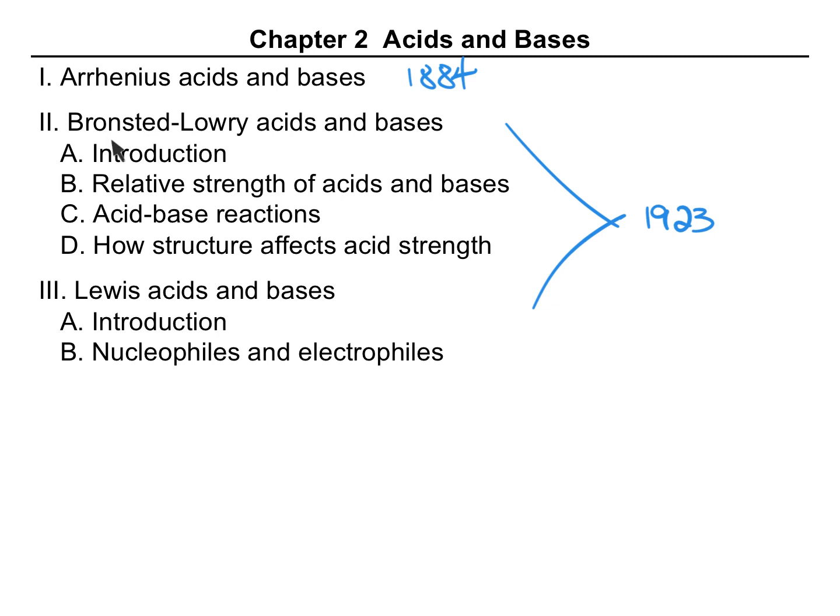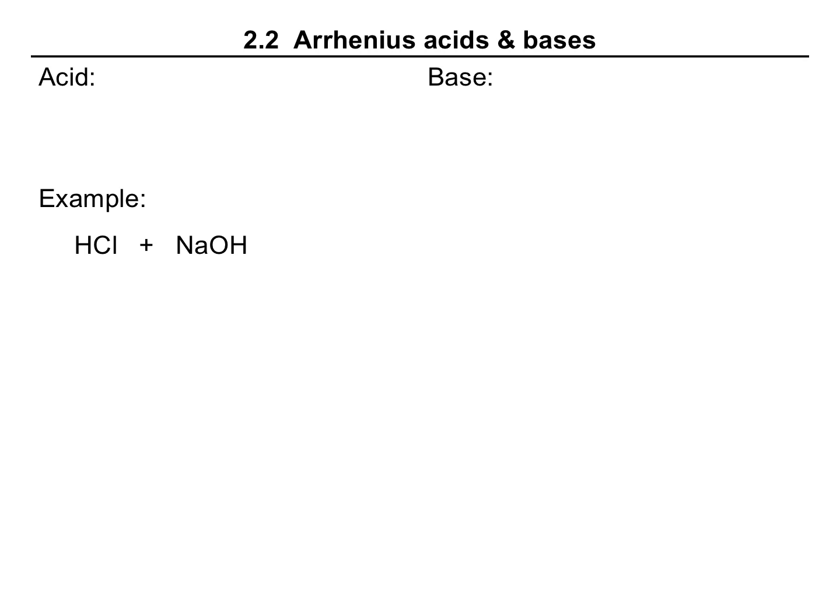With the Bronsted-Lowry definition, the focus is on the proton, whereas with a Lewis acid-base definition, the focus is on the electron. Now, in this video, we're just going to talk a little bit about Arrhenius acids and bases and then introduce Bronsted-Lowry acids and bases. According to the Arrhenius definition, an acid is a substance that produces H+ in water, whereas a base is something that produces OH- in water.